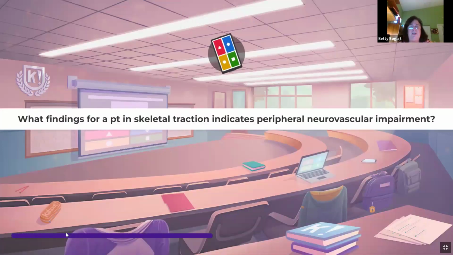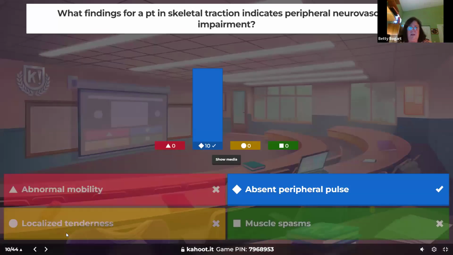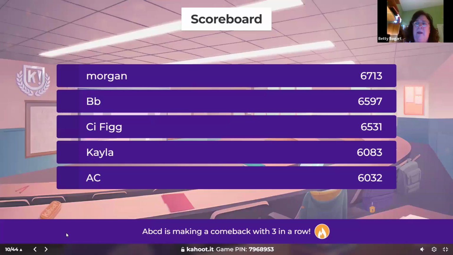What findings for a patient in skeletal traction indicate peripheral neurovascular impairment? Can you imagine having a fractured femur? Look at those little sharp edges sticking out in those muscles. Can you imagine how much that hurts? So neurovascular impairment is all about pulses. If there are no pulses, you start out, what's the capillary refill? And then you go on from there, right?